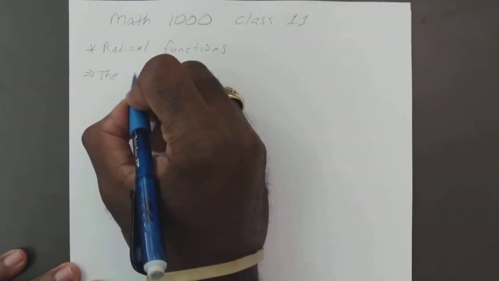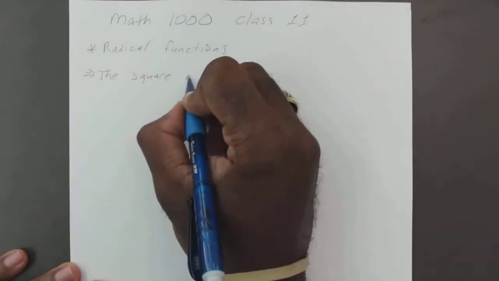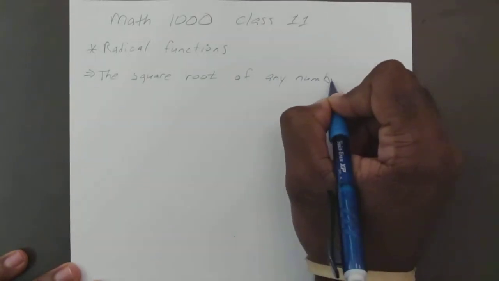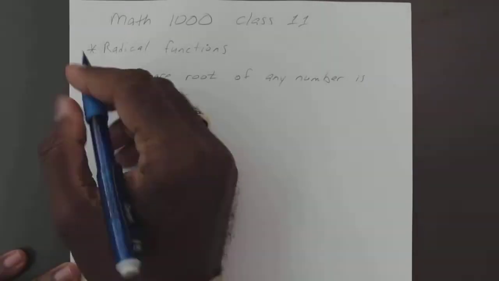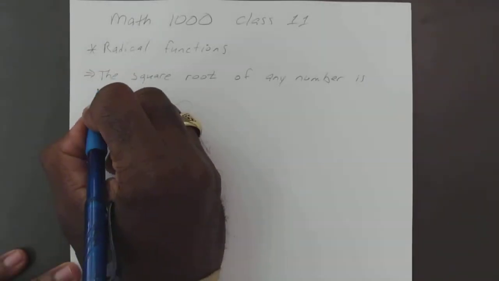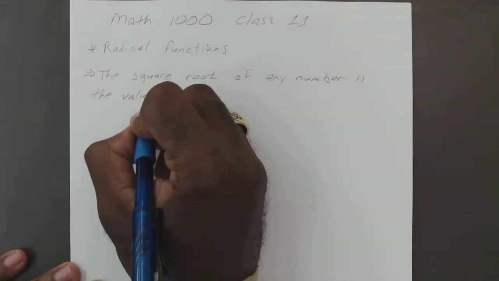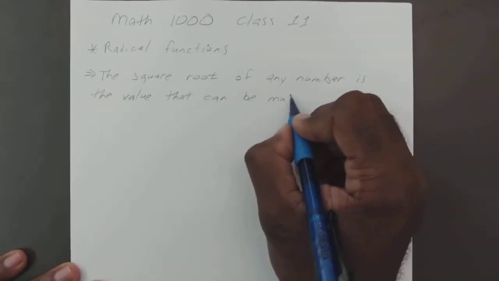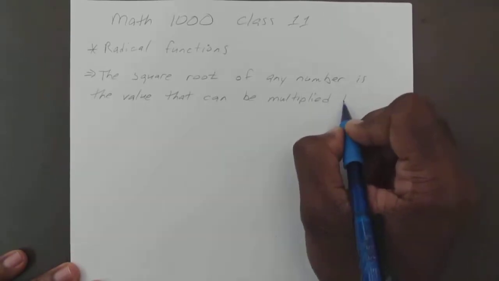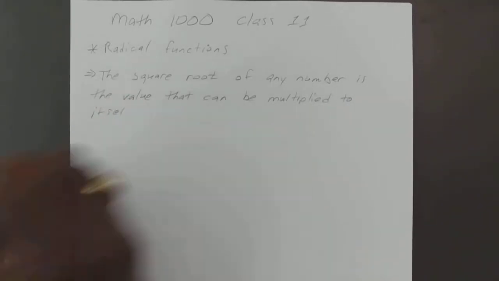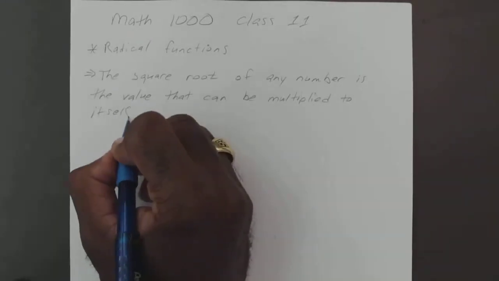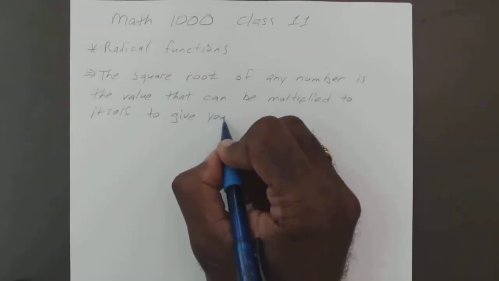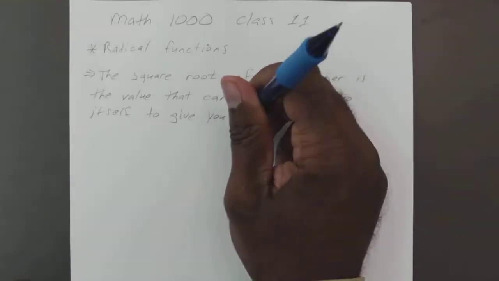So you can say the square root of any number is the value that can be multiplied to itself to give you your initial value.